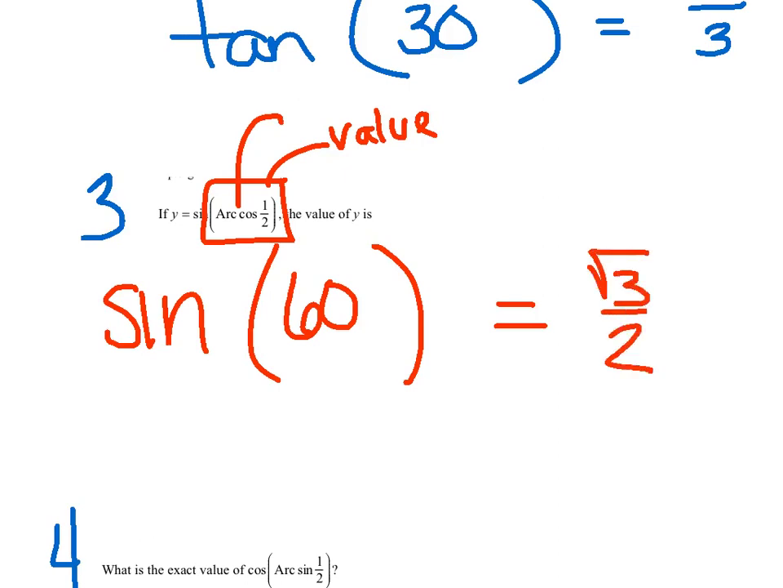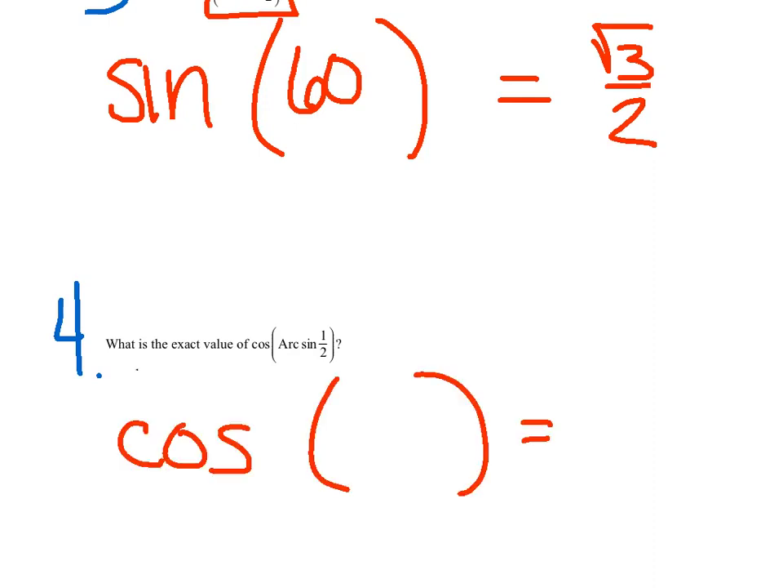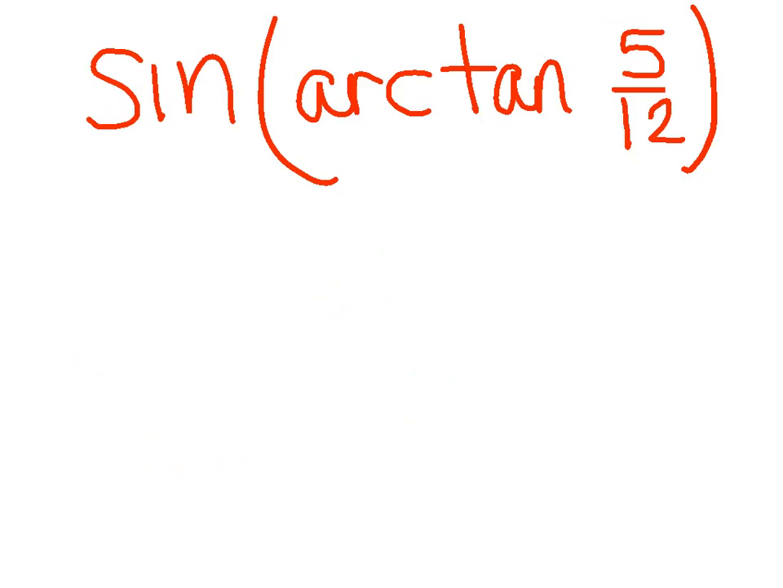All right, one more example before we move on. Again, pause it, try it on your own, see if you get the same thing. There you go, number 4. So I'm saying the value is 1/2. Arc sine, who do I take the sine of to get 1/2? I say that's the sine of 30. And then the cosine of 30, radical 3 over 2.